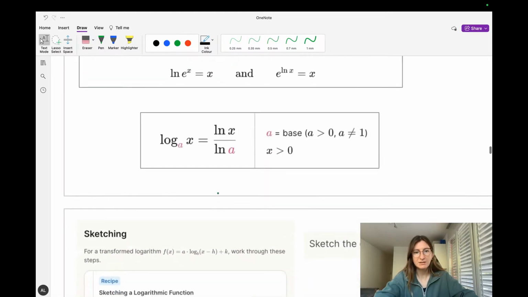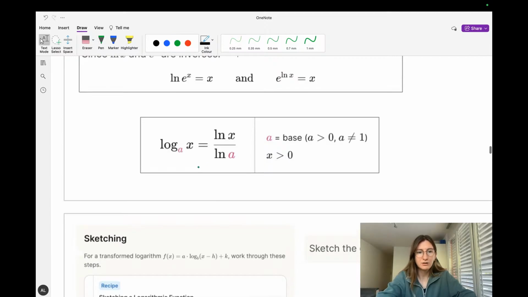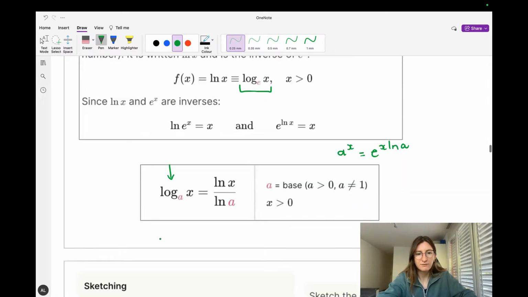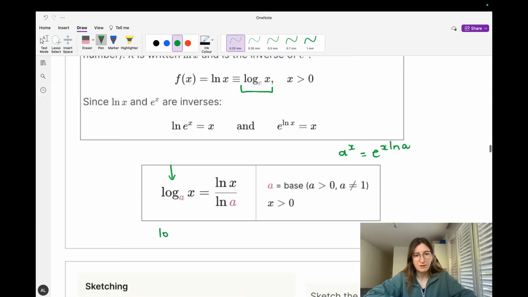And the change of base formula: we can turn any log function, just like we could turn any a to the x function into an e to the x function with this little formula. We can do the same with a log. We can change any log function into a natural log function. So let's say I have log base 2 of x. Well, that just becomes natural log x over natural log 2.